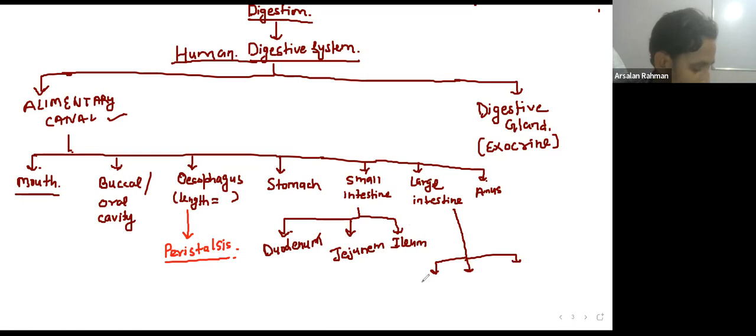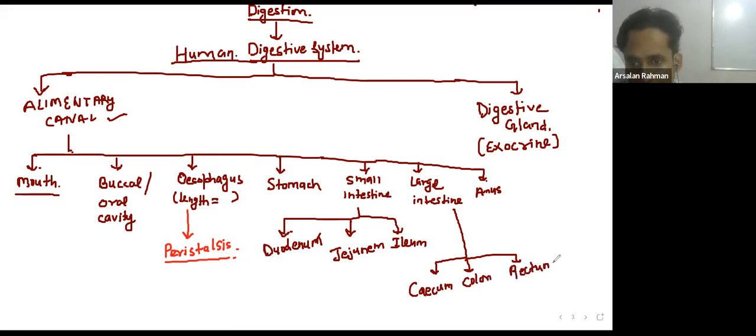We divide large intestine into how many parts? Three parts. What are they? They are called cecum, writing cecum, colon, and rectum. And this is anus. Okay.